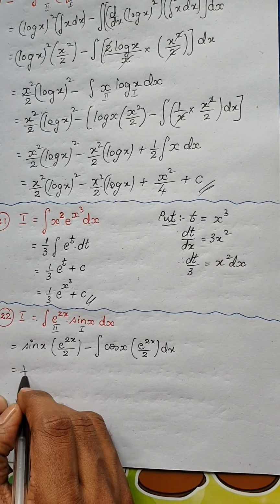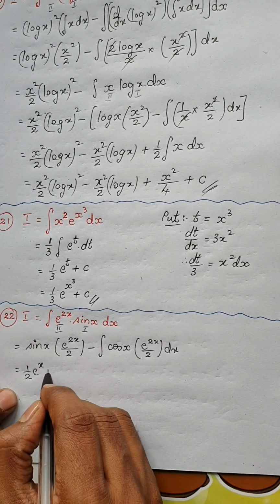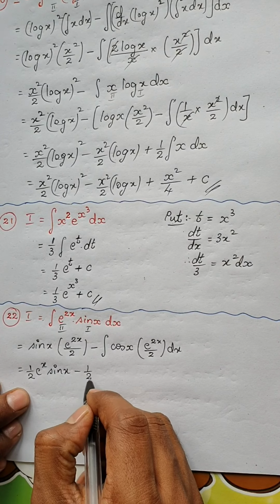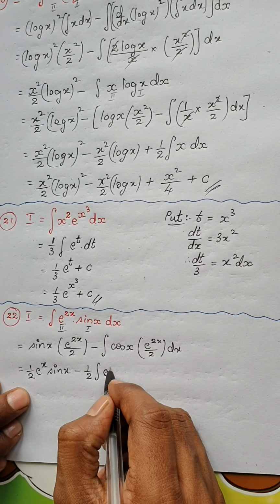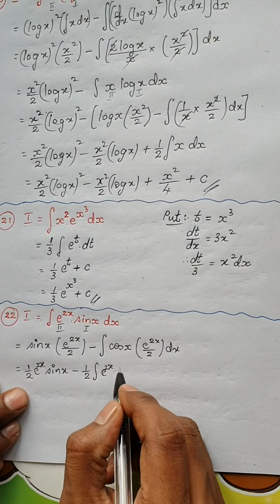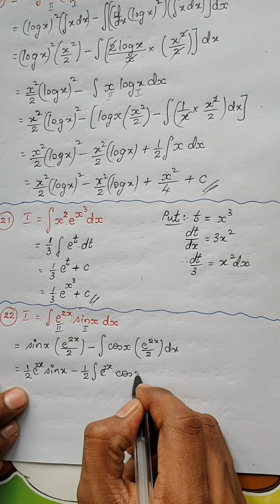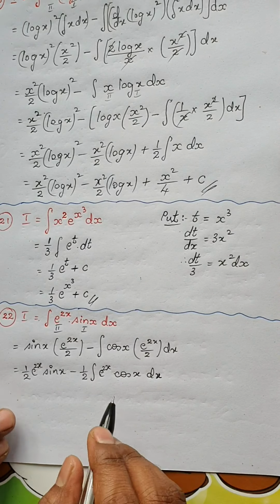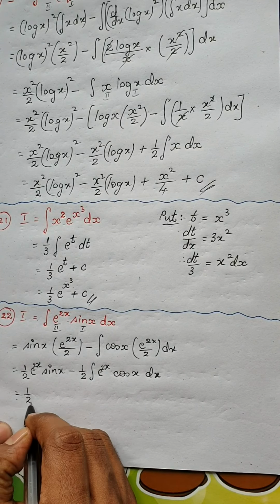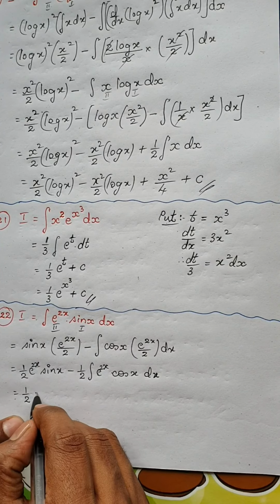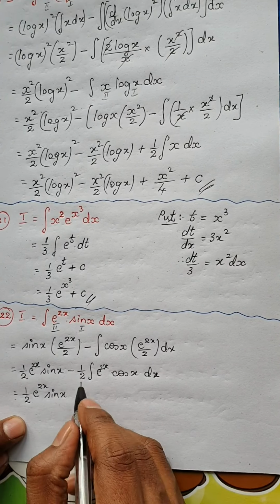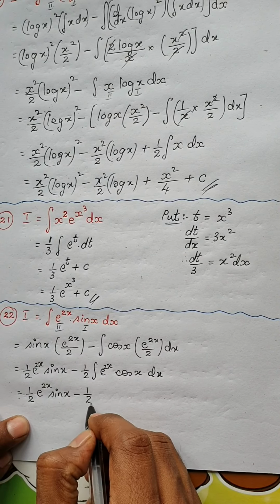So this is nothing but I will get half into e power 2x sine x, minus, let me keep this half outside, integral of e power 2x into cos x dx. Again I have a product of two functions, so I will consider the trigonometric function as the first function. The rest of the terms I will write as it is. So half into e power 2x into sine x minus this half, let it be outside.